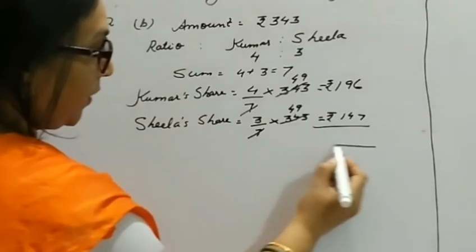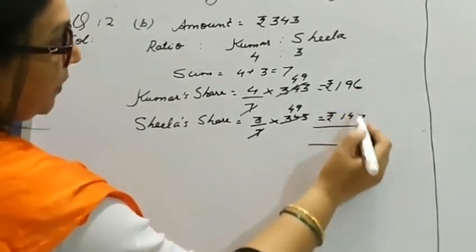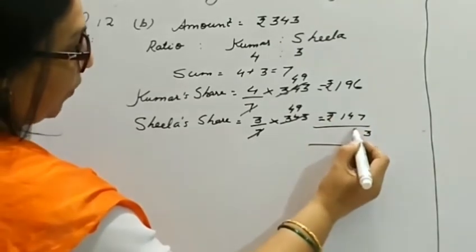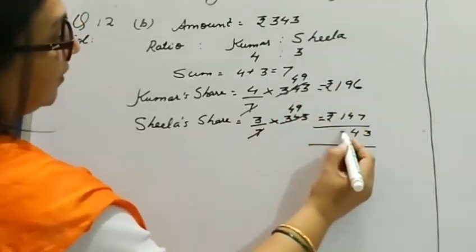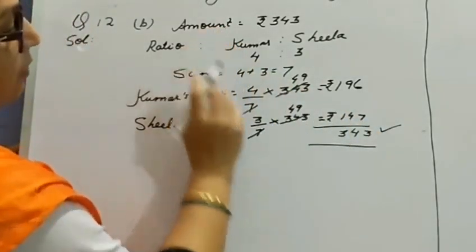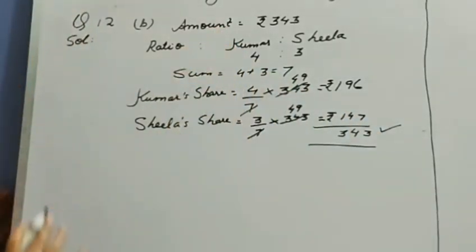At the same time, verify your answer by summing up. 6 plus 7, 13. Down 3, carry 1. 9 plus 1 is 10, plus 4, 14. 4 down, 1 carry 3. Hence it is exactly equal to the given amount. So your answer is verified.